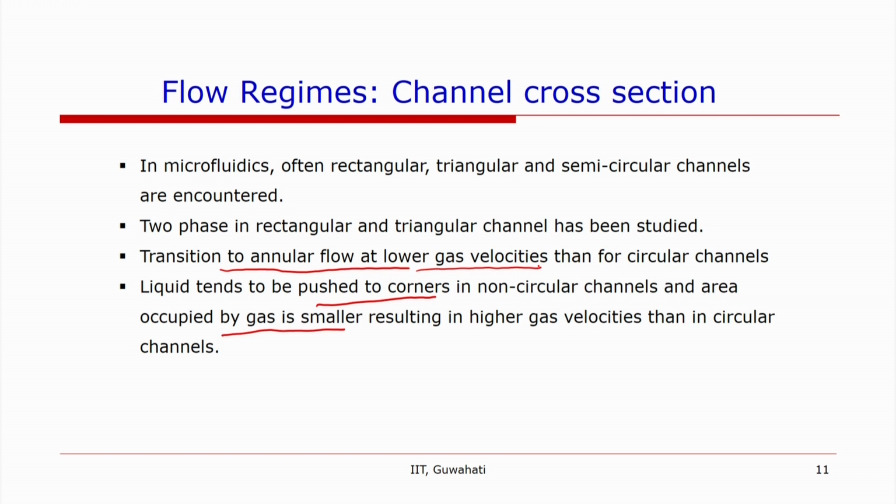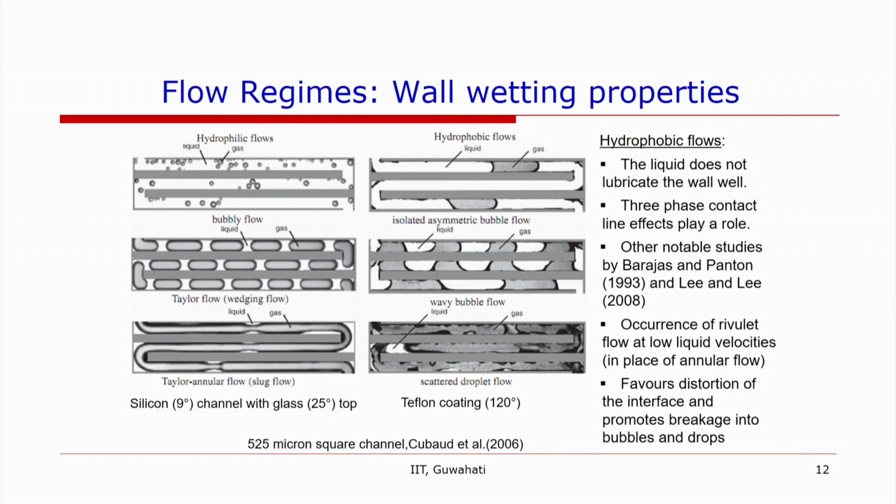There is not much change in the slug or slug-annular, or in the case of bubbly to slug transition, but what has been observed is that the annular flow occurs early, probably because for the same flow rate and the same channel size, the actual gas velocities are larger in the non-circular channels.